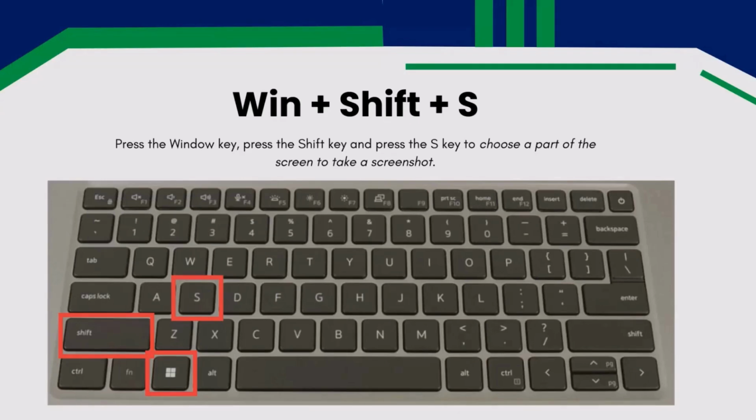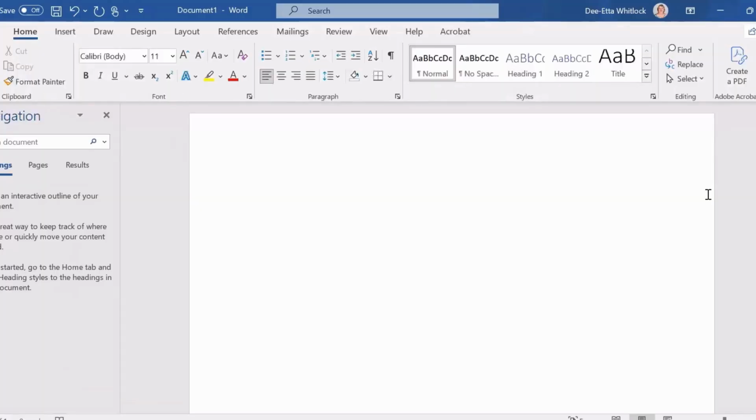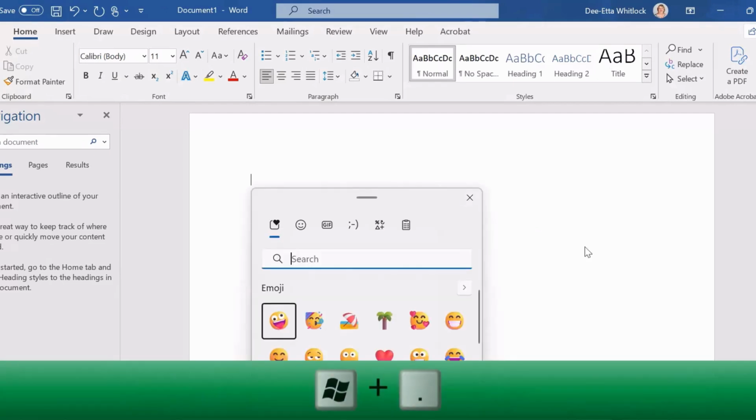Our bonus keyboard shortcut is one that has some fun elements to it, but it also has some special characters. This one is using the Windows key and the period. The bonus keyboard shortcut is a set of special characters and emojis. So I'm in a Word document and I need to get a special character. I can't find it on the keyboard here, so I'm going to do Windows and the period.